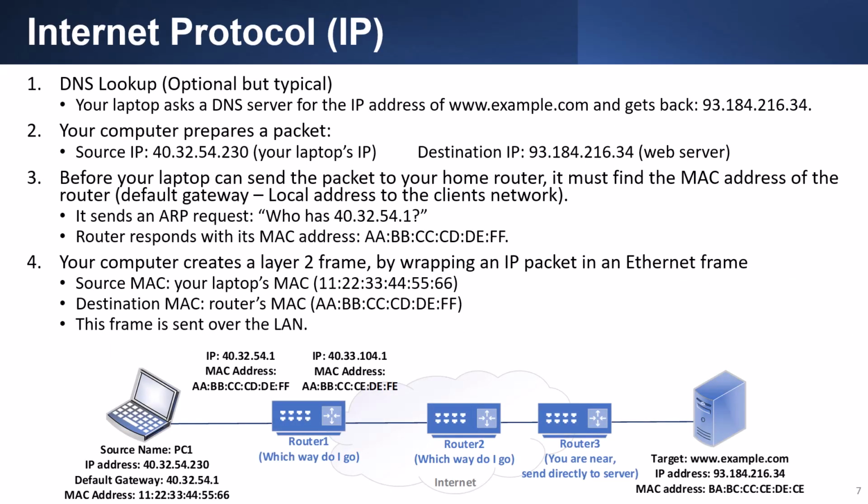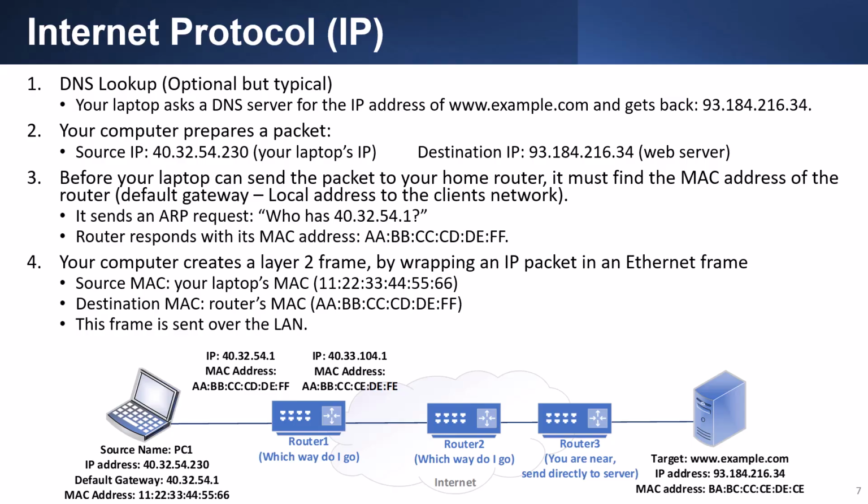When communicating, you go through the following steps. DNS lookup is optional but typical. Your laptop asks a DNS server for the IP address of www.example.com and gets back an address of 93.184.216.34. Your computer prepares a packet where the source IP is 40.32.54.230, which is your laptop's IP, and the destination IP is 93.184.216.34, which is a web server.